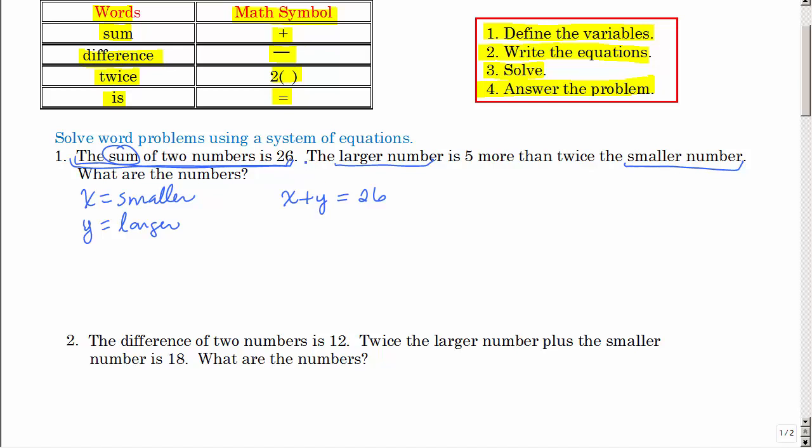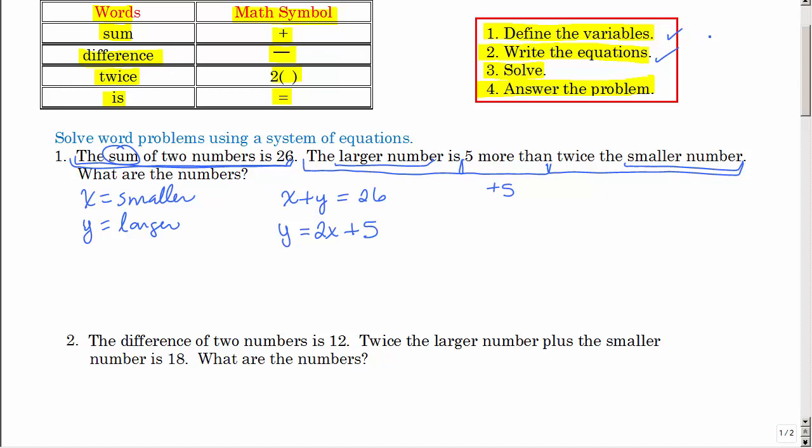Next sentence. The larger number is, so I have y, because that's my larger number, is 5 more than, remember, I'm going to add 5, twice the smaller number. Twice means 2 times the smaller, plus 5. So I've defined my variables. I have 2 equations. Now I need to solve.